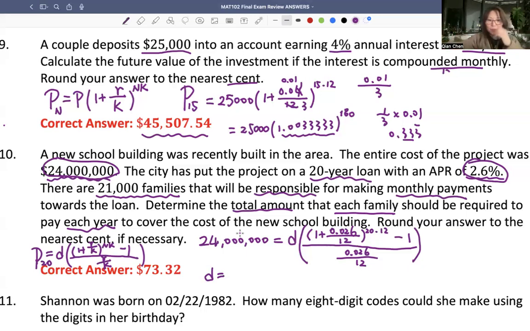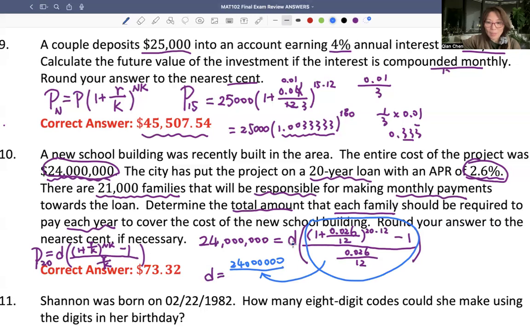Basically, we're going to get a number for d. So we calculate this part. Once we have this part calculated, d equals 24 followed by 6 zeros, divided by this number, divided by this number, divided by this number. Then we should get a monthly deposit.